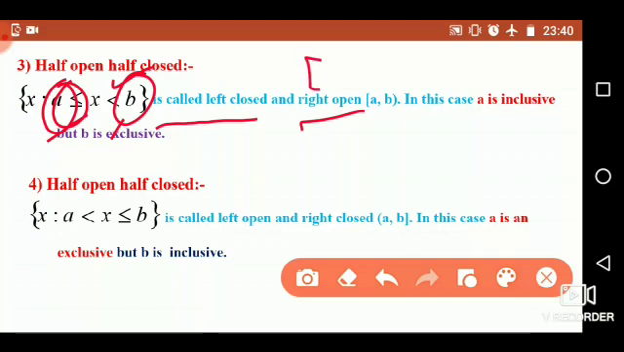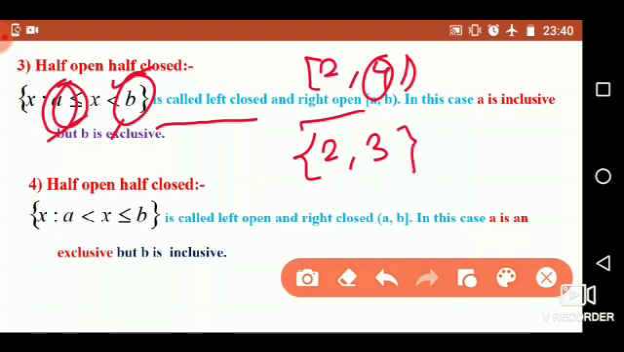For example, suppose I write left closed, right open. In this case, the elements of the set are 2, 3. Here 4 is not inclusive because of the open interval, but 2 is inclusive because of the closed interval. Therefore, the elements of this set are 2, 3.